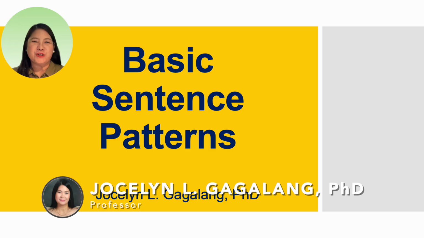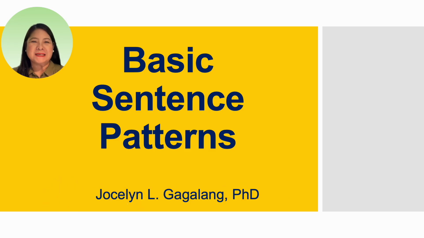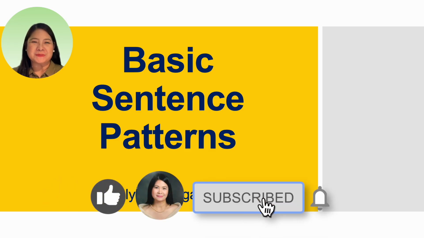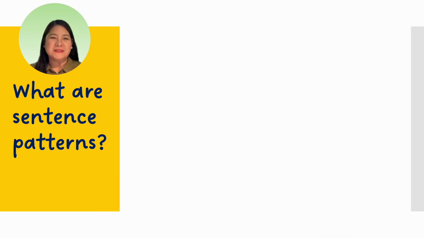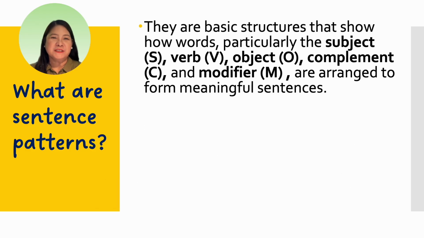In this lesson video, we're going to talk about the basic sentence patterns. So what are sentence patterns? Sentence patterns are basic structures that show how words, particularly the subject or S, verb or V, object or O, complement or C, and modifier are arranged to form meaningful sentences. Let's take a look at these examples.